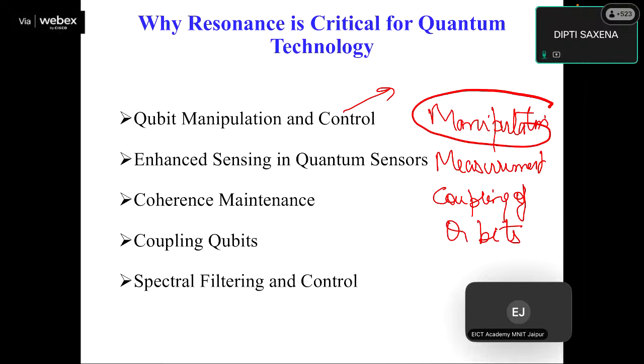Now, the question was why we are studying resonance in this course of quantum technology. Resonance is needed for the manipulation and control of the qubit. As you have seen, the transition from one state to the other state is made at the resonant frequency. That is, when the microwave frequency resonates with the energy band frequency, and by controlling the amplitude and the duration of the microwave pulse, we can manipulate and control the transition from one state to other.